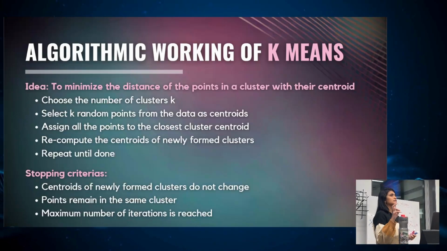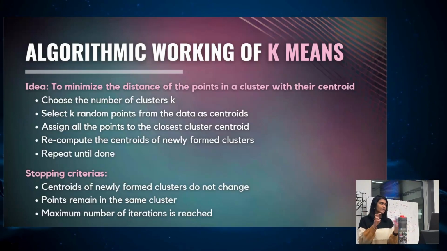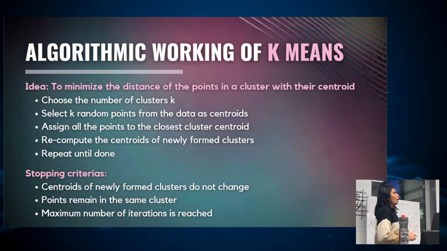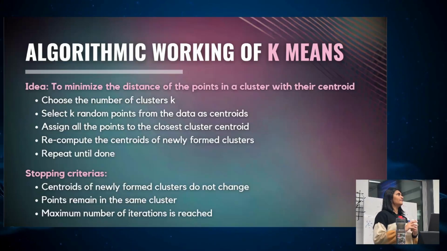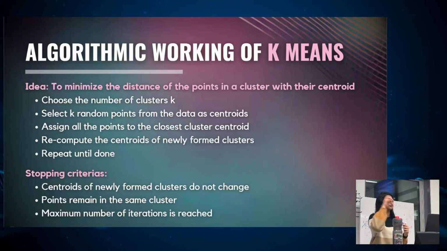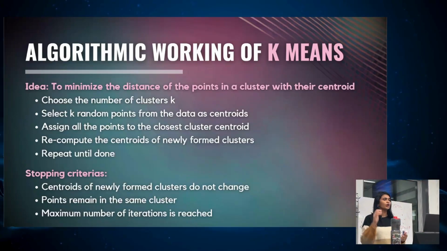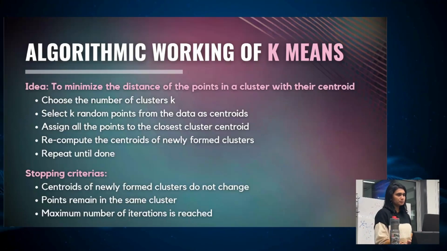So how do we understand convergence, or what is the stopping criteria of this algorithm? One is that the new centroids that are formed do not have much of a change. And the second criteria can be that the points remain in the same cluster, like after every iteration, if the points are not changing clusters, then that can be considered as a stopping criteria. Or if both of these, which are ideal, do not work, we can keep a maximum number of iterations as the stopping criteria.